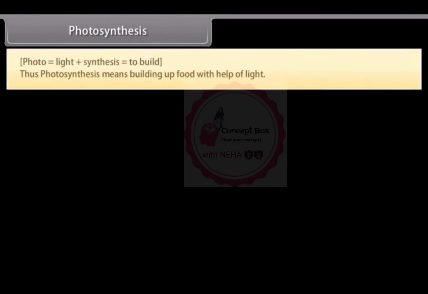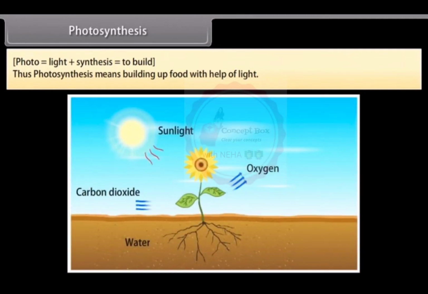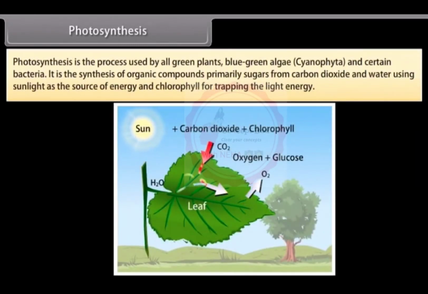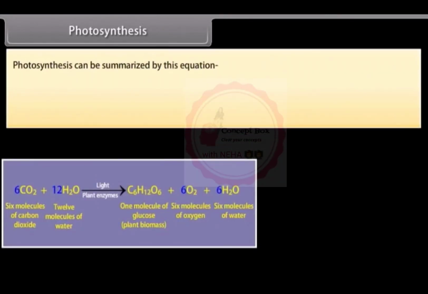Photosynthesis. Photo means light and synthesis means to build. Thus, photosynthesis means building up food with the help of light. Photosynthesis is the process used by all green plants, blue-green algae, cyanophyta, and certain bacteria. It is the synthesis of organic compounds, primarily sugars, from carbon dioxide and water, using sunlight as the source of energy, and chlorophyll for trapping the light energy. Photosynthesis can be summarized by this equation.